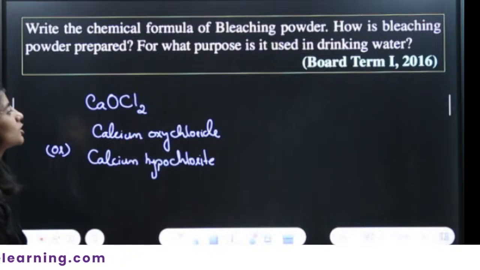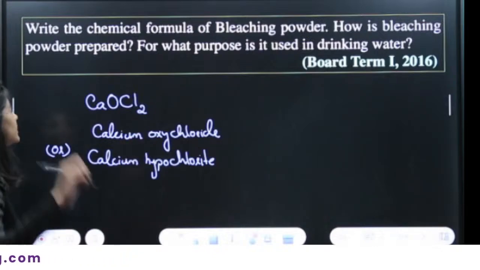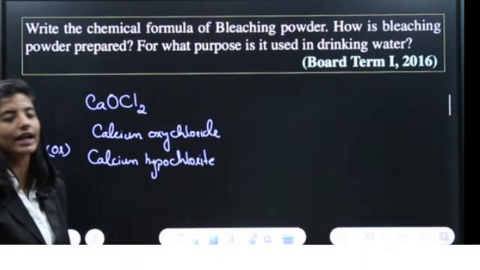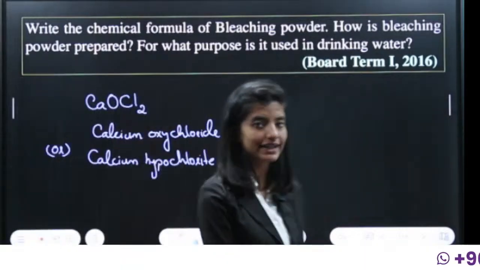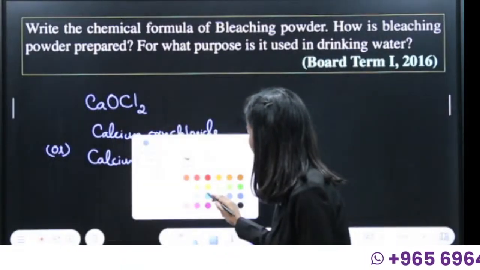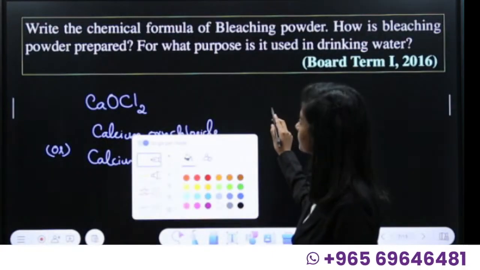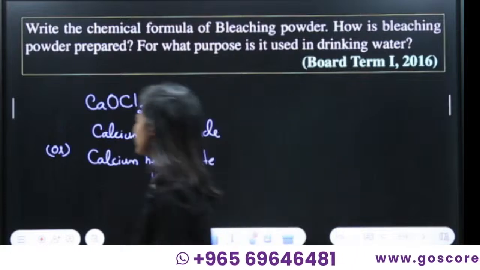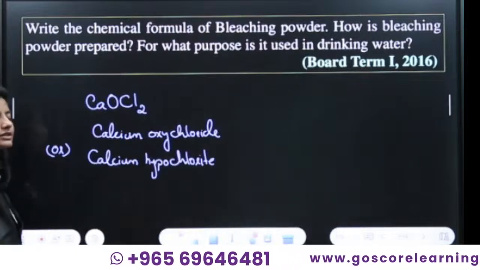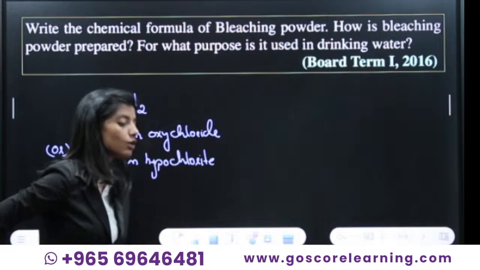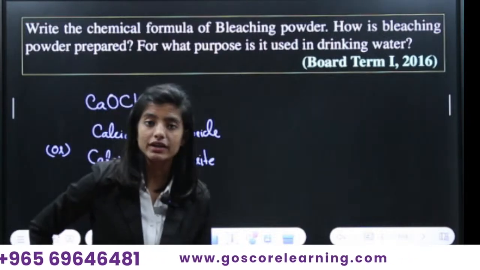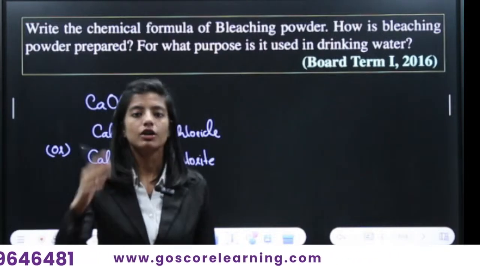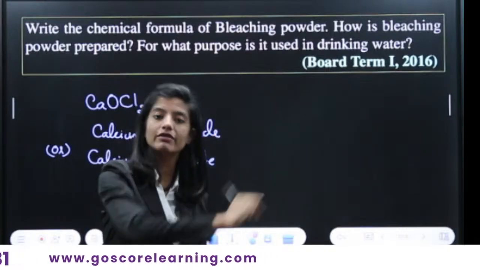Now, the next question is, how is bleaching powder prepared? How can we prepare this bleaching powder? That's again the next question. Can anyone let me know the answer? How do we prepare the bleaching powder? It's super easy. The calcium oxychloride can be prepared when we treat chlorine with slaked lime. Chlorine with the slaked lime will give you the bleaching powder.